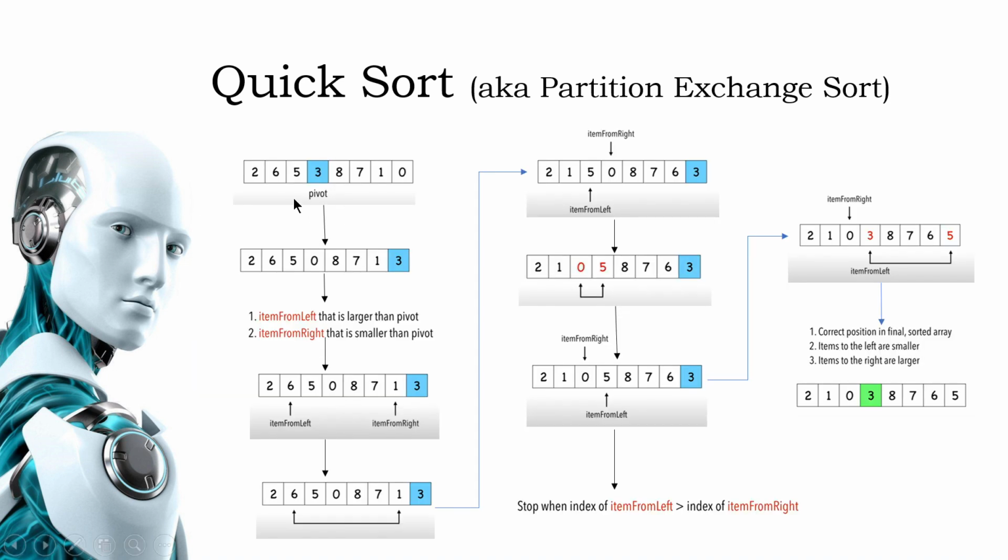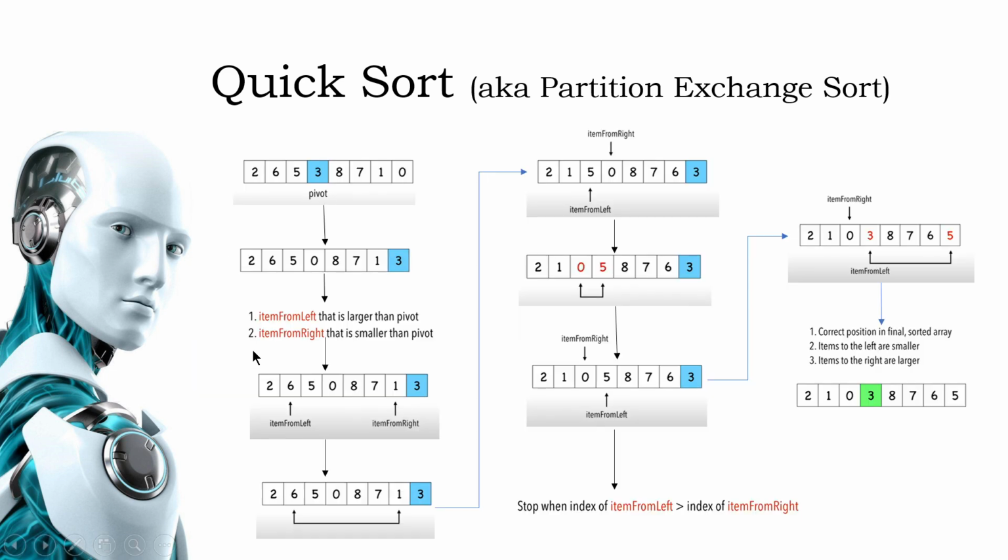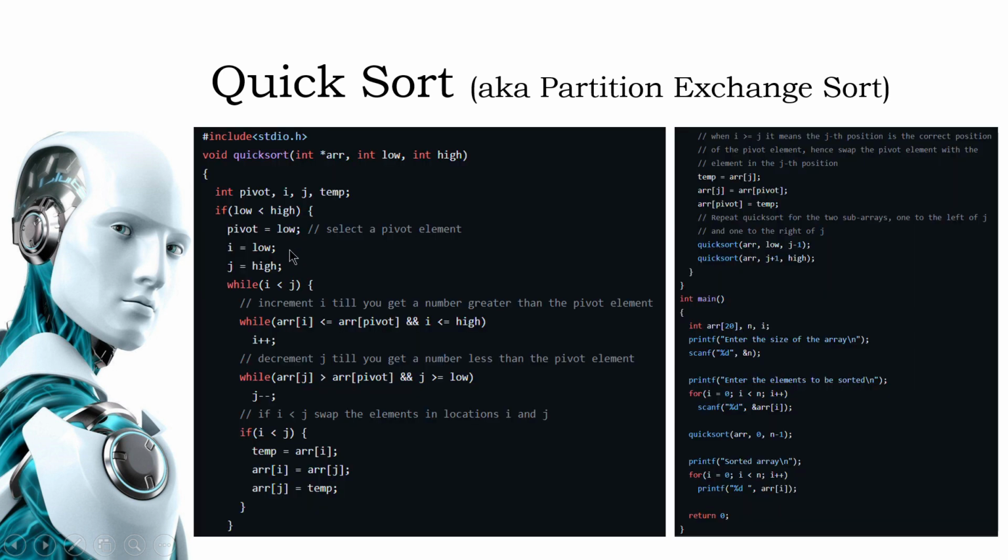Now I have just told you in the previous slide itself that if there is an element which is selected as a pivot, these are the two conditions: the item from the left has to be larger than the pivot, and the item from the right has to be smaller than the pivot. Those two conditions play an important role in this code. So the whole process that I have told you theoretically has been written in the form of code. I hope you got this.